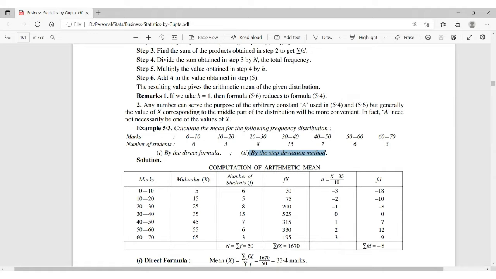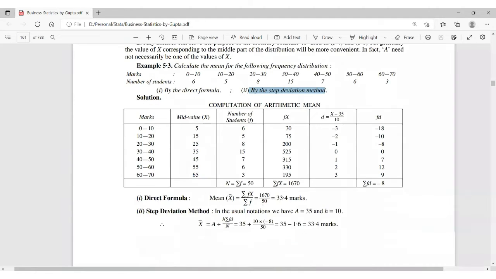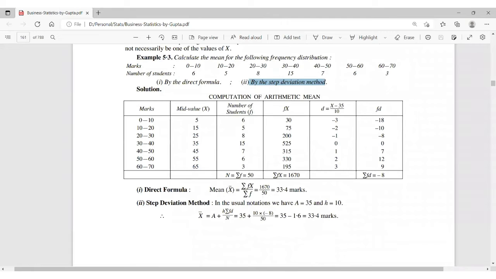Now, computation of arithmetic mean. We have written this formula. The marks given are 0 to 10, and so on up to 60 to 70. The number of students is the frequency. Frequency we write as f. We wrote all of them: 6, 5, 8, 59, 60. Clear?